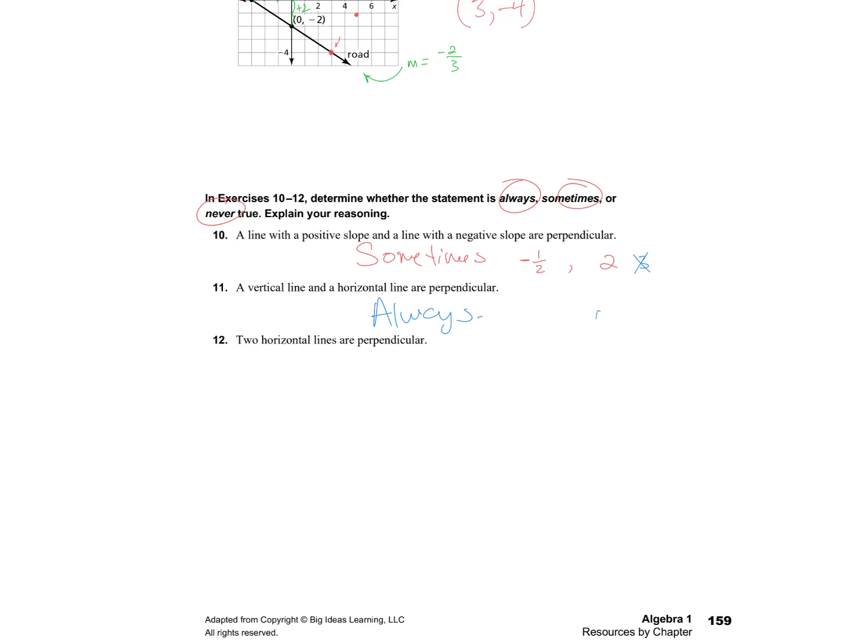A vertical line and a horizontal line are perpendicular. Always, because a vertical line has a slope that is undefined, which is something divided by 0, right? And a horizontal line is 0 divided by something. So, check it out. If you were to flip that upside down, then that would be 0 over something. And if you were to flip this upside down, it would be something over 0. And you might be thinking, well, what about positive and negative? You can't really have a positive or negative 0, right? So, always.